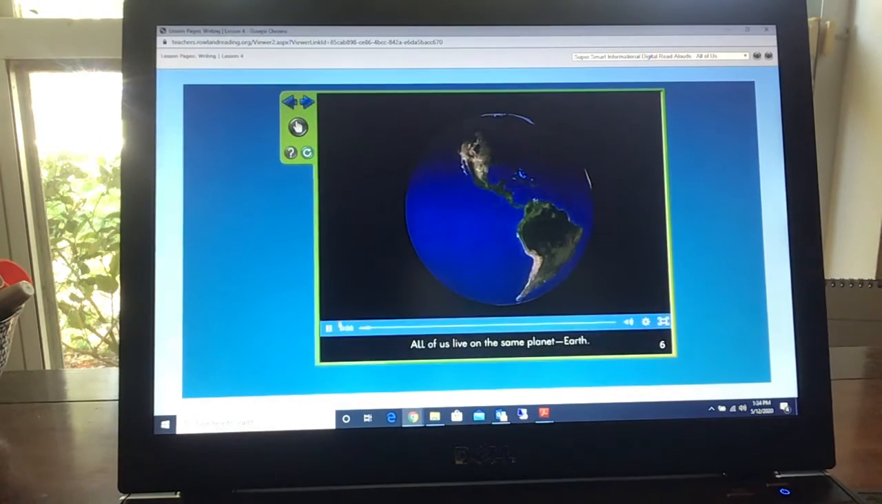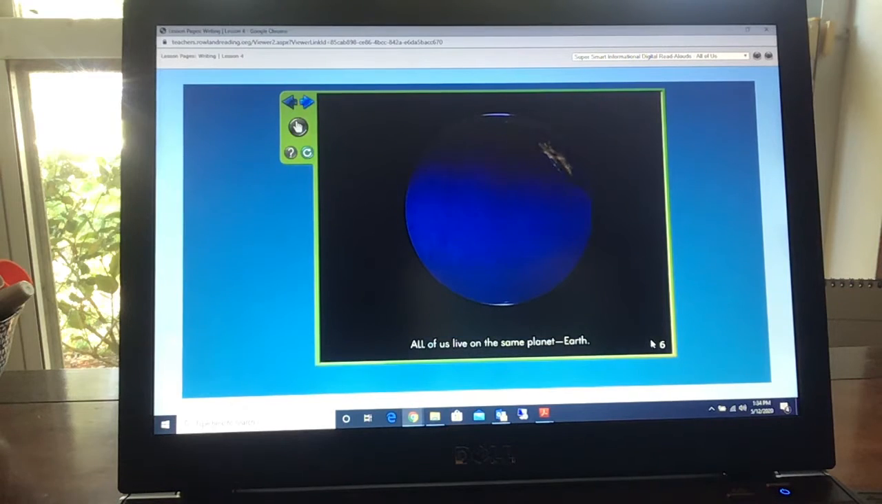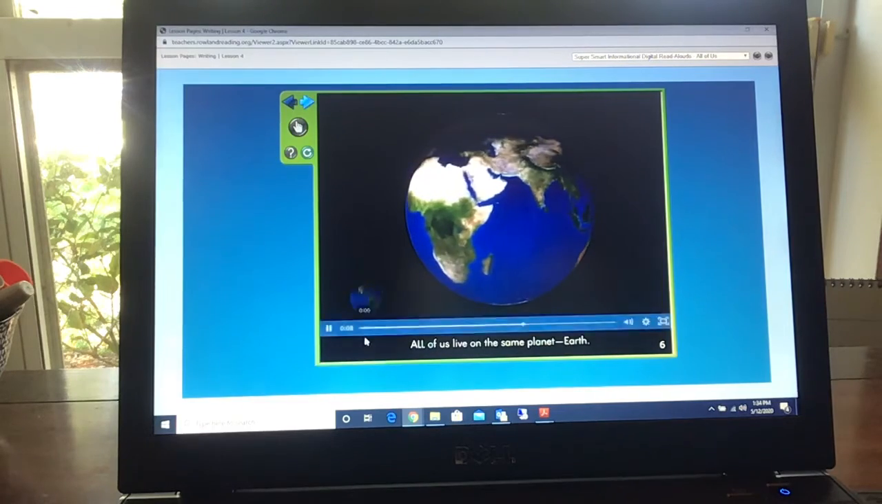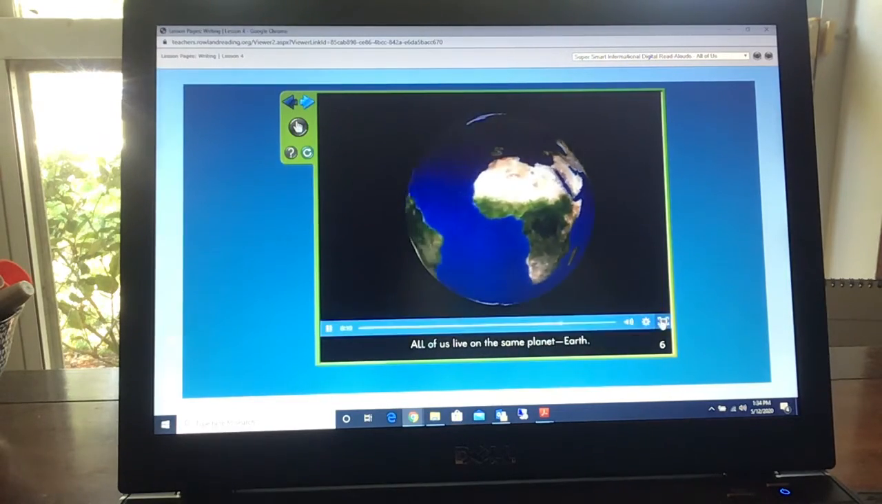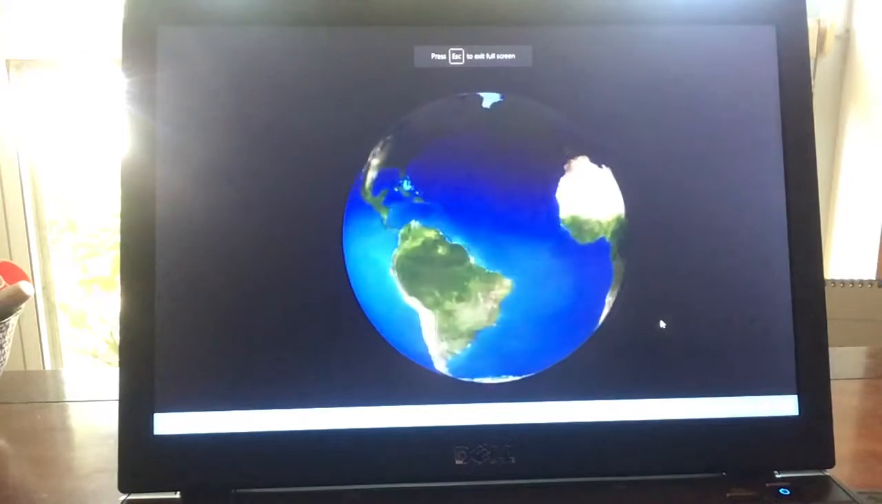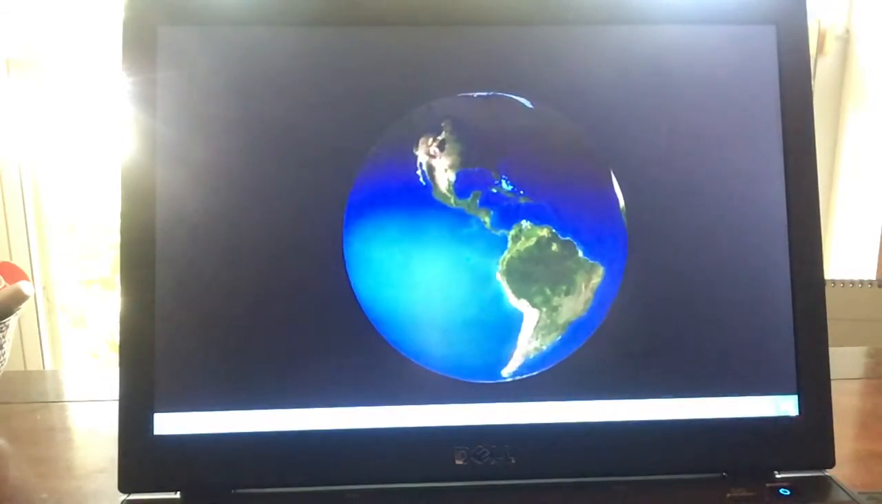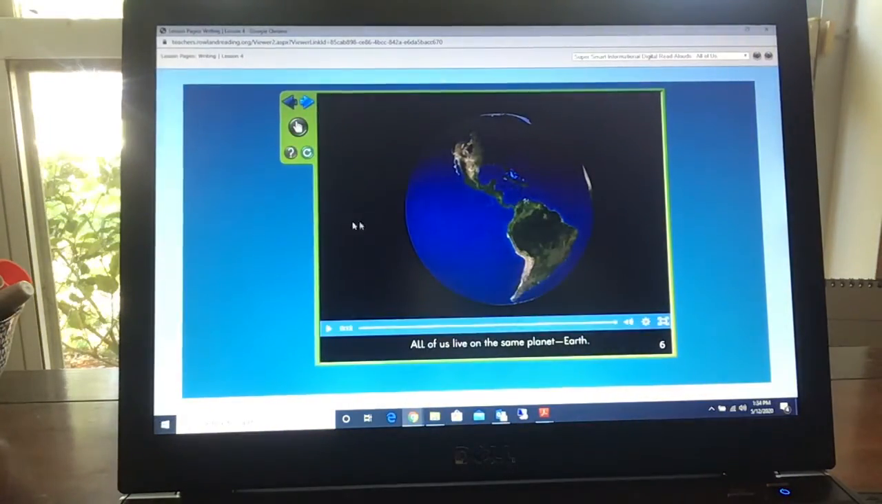All of us live on the same planet. What planet do we live on, guys? There's that word right there, Earth. And it's perfect because that's what we've been learning about in science too, right? So we know that's a picture of the Earth. It's kind of showing how it spins on its axis.